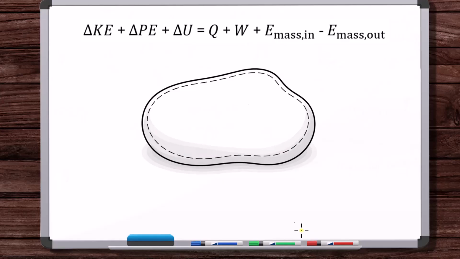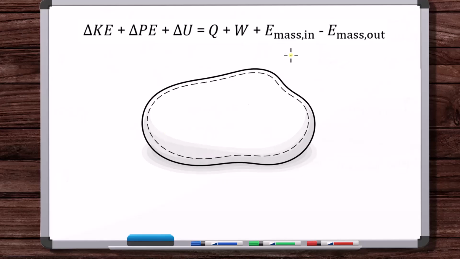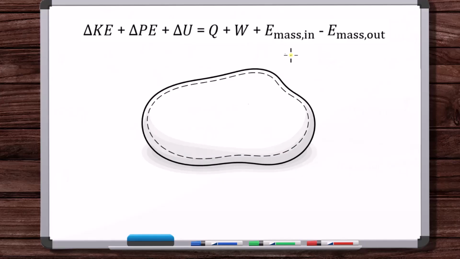However, in this video, we're focusing specifically on the first law of thermodynamics. Again, the first law states that the change in energy contained within a system over a time interval equals the total energy transferred into the system minus the total energy transferred out of the system over that same time interval.